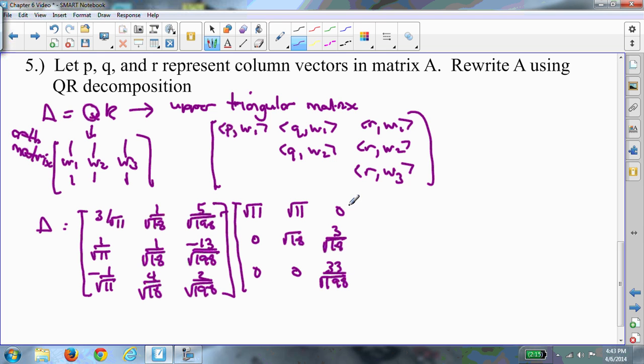And you can always double check with your calculator that this multiplies out to the original A, because that's the whole point. We're trying to rewrite A as a product of matrices that are easy to invert. If Q is orthogonal, Q transpose equals Q inverse, and it's easy to invert an upper triangular matrix because of all the zeros that are involved.